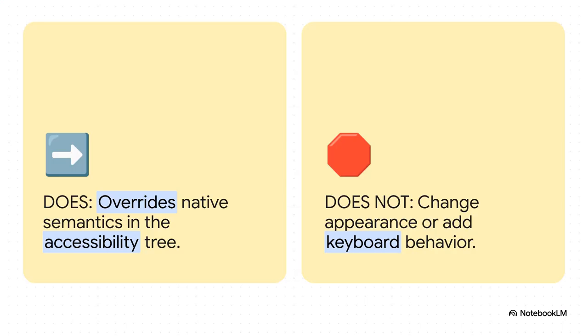So let's be absolutely crystal clear on this. Adding an ARIA role only does one thing. It changes the element's meaning in the accessibility tree. That's it. What it does not do is change how it looks. It does not add keyboard controls. If you put role equals button on a div, you're making a promise. You're telling the user, hey, this is a button. And now it's on you to add all the JavaScript to make it act like one.